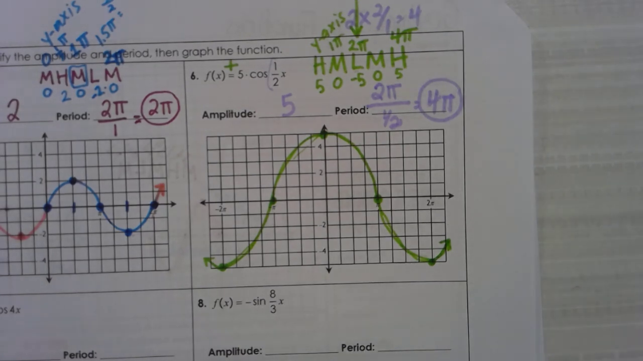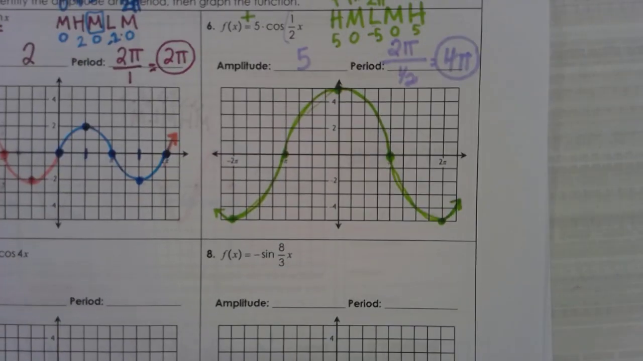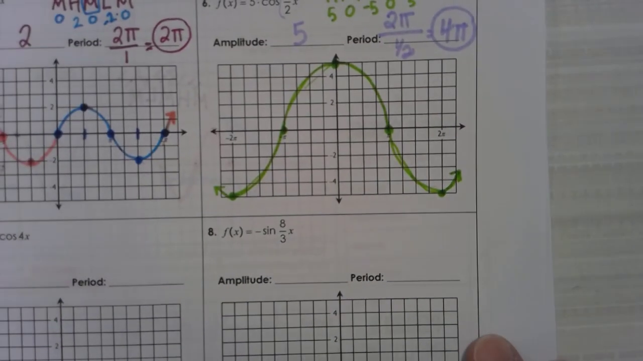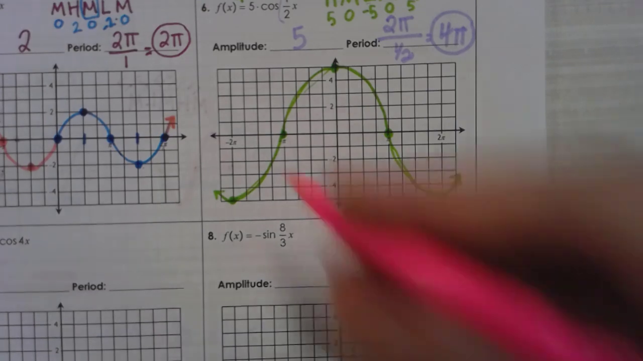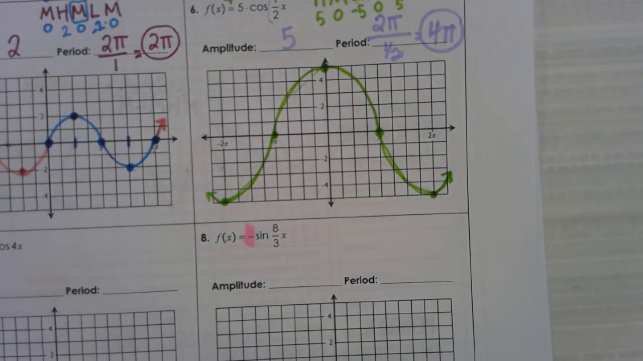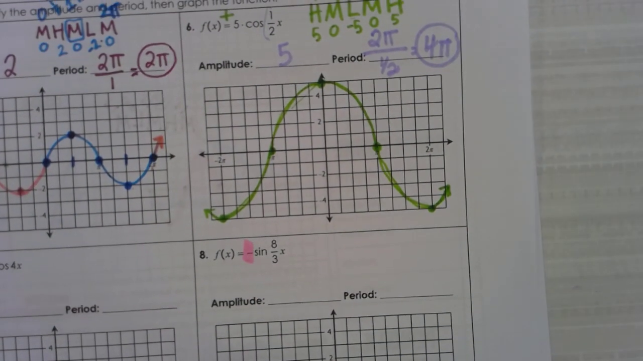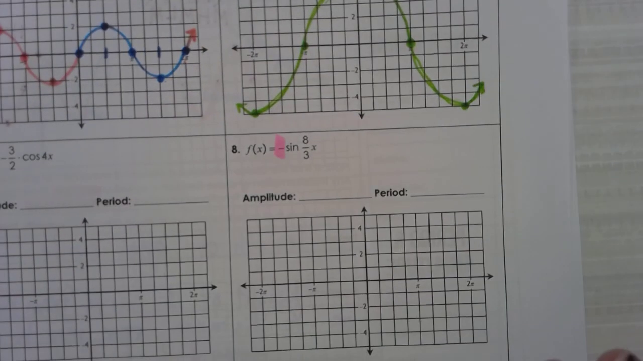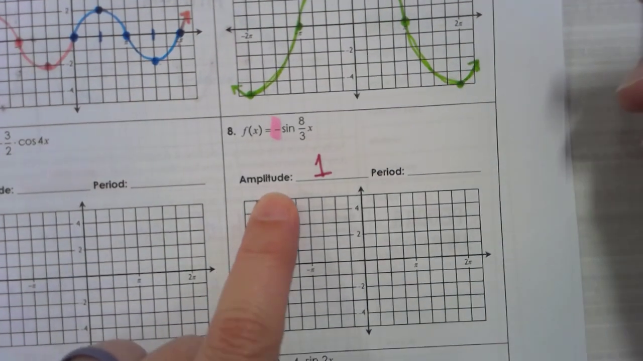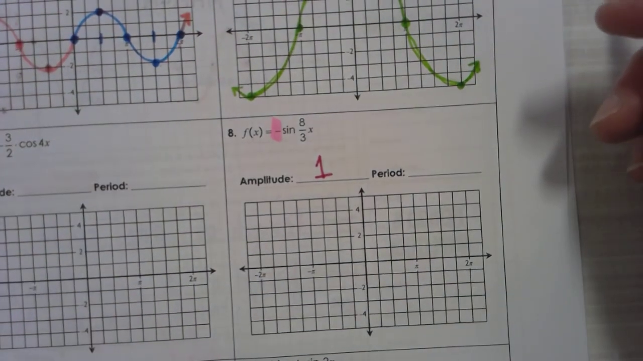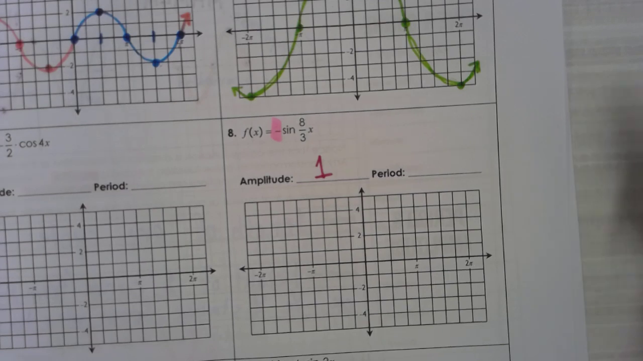All right, let's do number 8. So what's different about number 8? It has a negative. So this negative value right here is going to make our graph go the other direction, right? Okay, so what is our amplitude? There's no number with that negative, so that's just going to be a 1. So it's only going to go up to 1 and down to -1. So it's not going to be very tall.